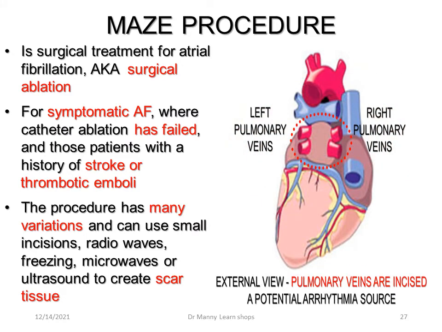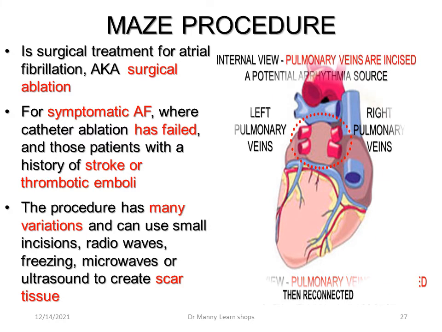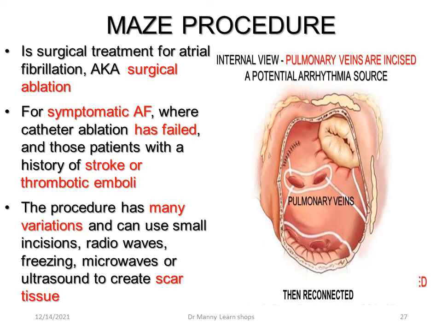Then, the left pulmonary veins and right pulmonary veins that you can see in the external view, the pulmonary veins are incised, so they're cut around to create scar tissue because they're a potential arrhythmia source as well. When you look at the internal view, you can see the white lines, they're the incision lines made by the surgeon. The pulmonary veins are incised, then they're reconnected, but there will be scars as it heals.